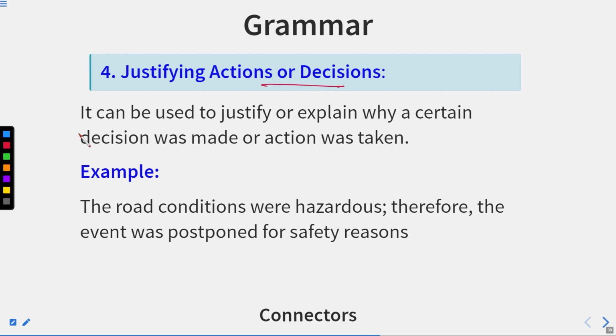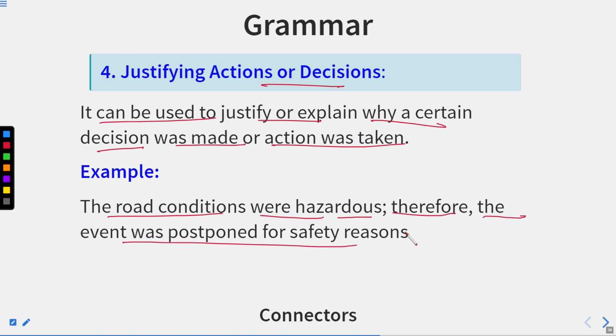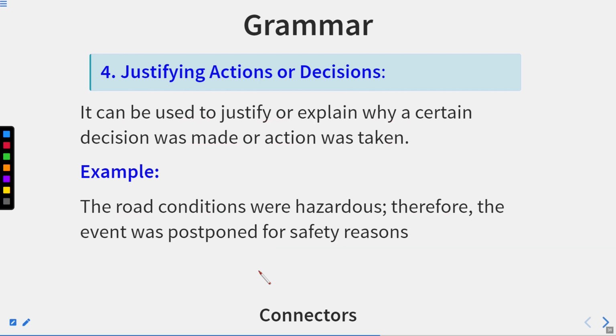Justifying actions or decisions. It can be used to justify or explain why a certain decision was made or action was taken. For example, the road conditions were hazardous. Therefore, the event was postponed for safety reasons. So, this was the reason, and this is the result or the effect of it. So, whenever we connect a reason with the result, we can use therefore. That is a cause and result denoting connector. Now, let us move further.